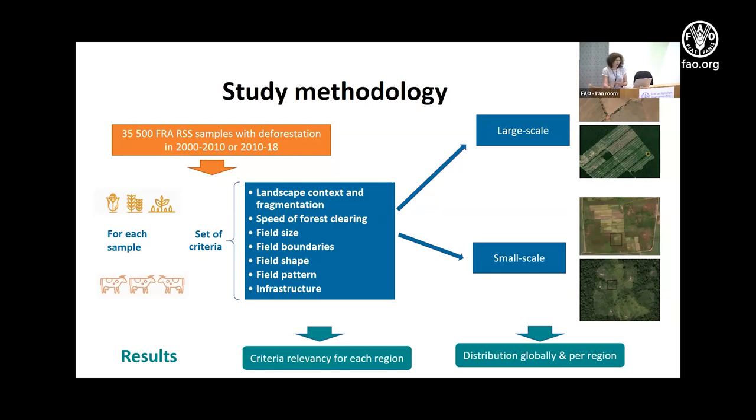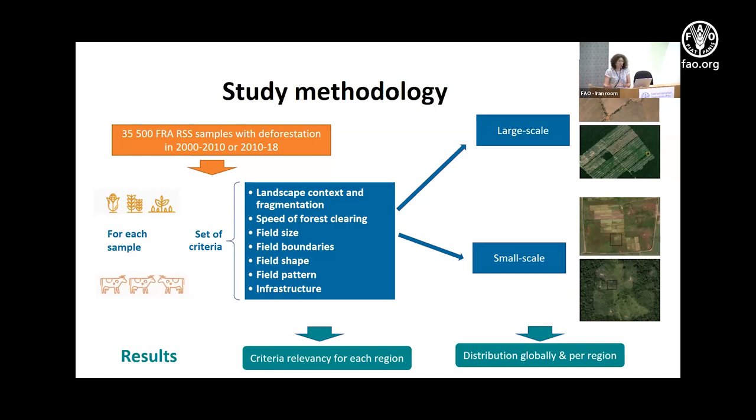Those criteria are the landscape context, looking, for instance, at the proximity to big roads and cities, and also looking at the fragmentation of the landscape and the forest. The speed of clearing, the field size, of course, very important, the field boundaries, if they were regular or not regular, the shape, if we had plots that were continuous or circular, the field patterns, which was also an important criterion, and the presence of infrastructure, in particular dwellings and farming infrastructures.